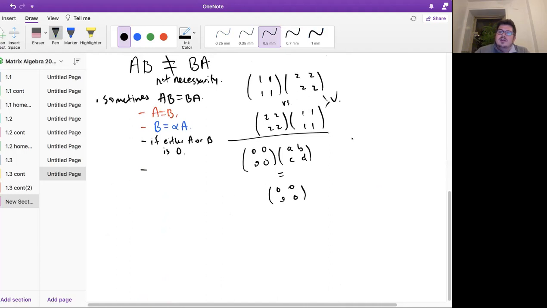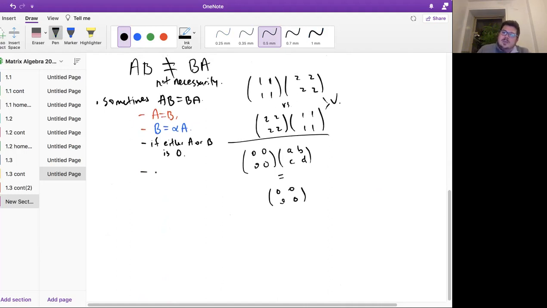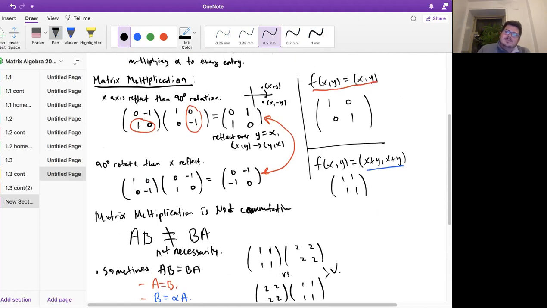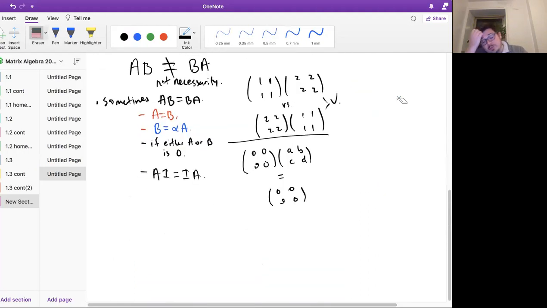So that will probably be true: A times I equals A. This is a special matrix that we'll talk about, what it looks like in higher dimensions. Later it will be the multiplicative identity. We're not there yet, but it's a matrix that does that.